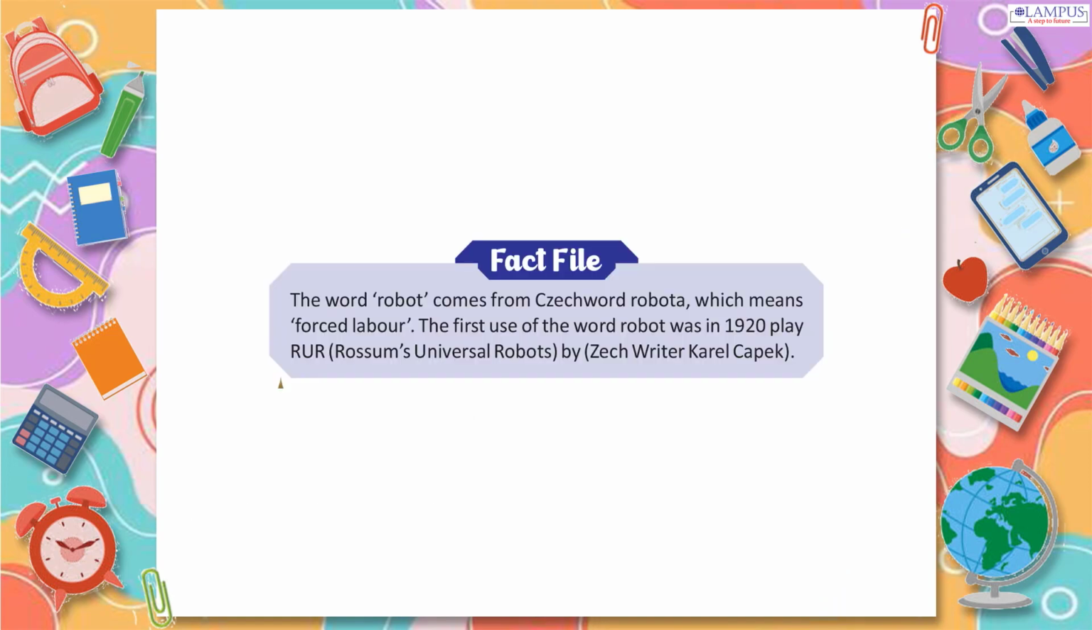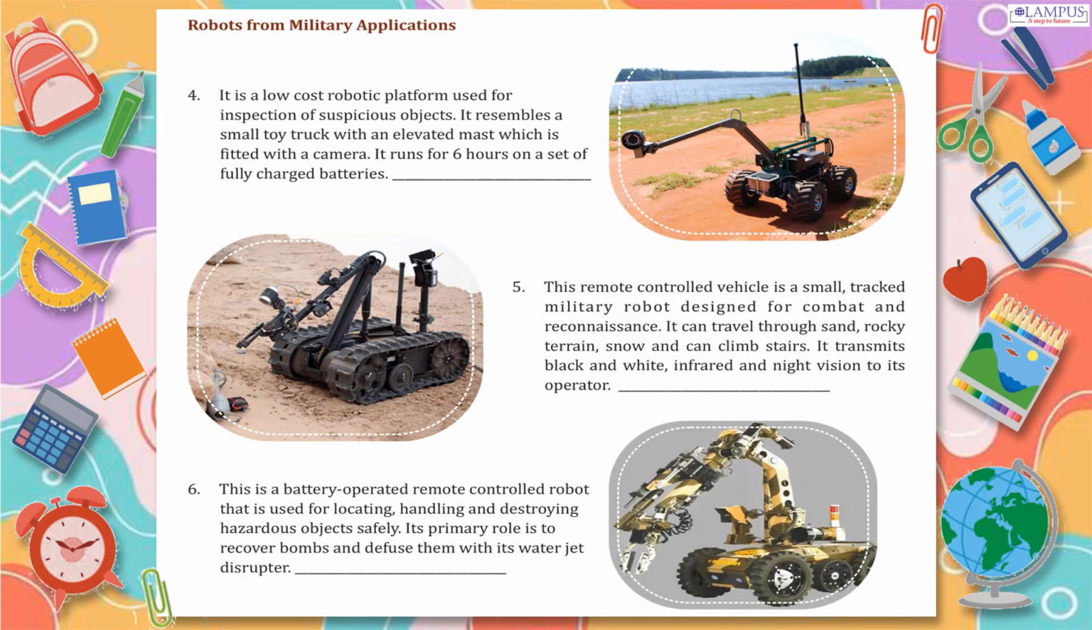Fact file. The word robot comes from the Czech word robota, which means forced labor. The first use of the word robot was in the 1920 play R.U.R. Rossum's Universal Robots, by Czech writer Karel Čapek.